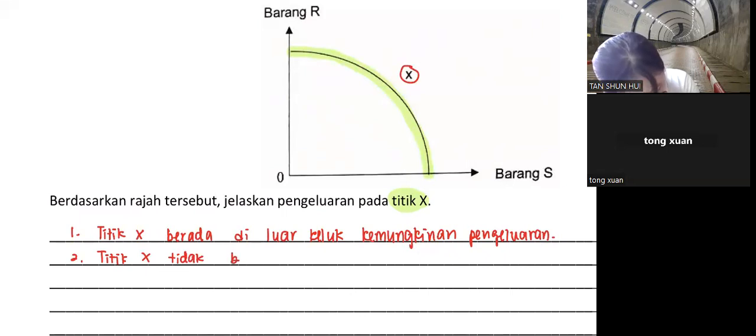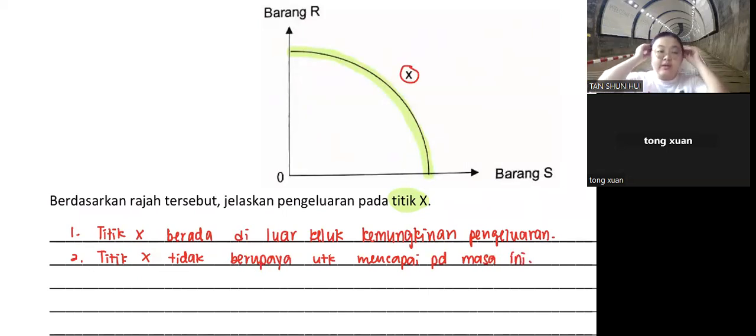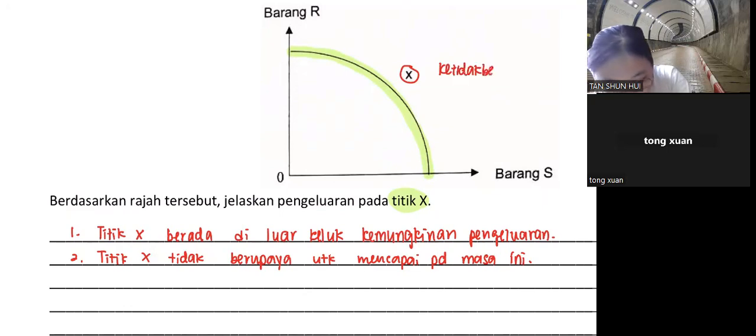Okay, tidak berupaya untuk mencapai pada masa ini. Currently not achievable. Or you can straight away tell me titik X adalah ketidakberupayaan. Menunjukkan ketidakberupayaan. Okay? Ketidakberupayaan berlaku pada masa ini also can.